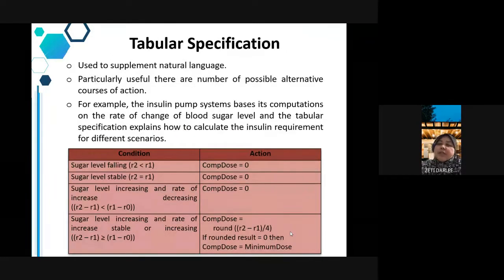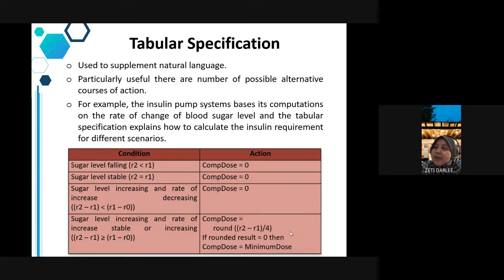Ataupun kamu boleh describe dalam bentuk tabular specification. Especially, tabular specification ni is a supplement to natural language, especially when you have some sort of logic ataupun alternatives that involve that particular action ataupun function. Okay.